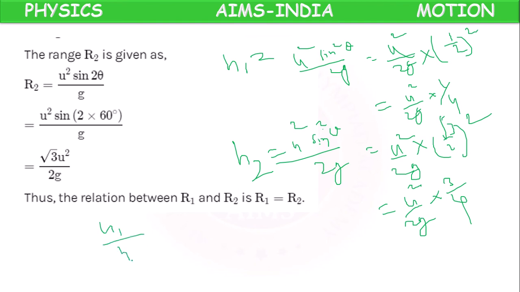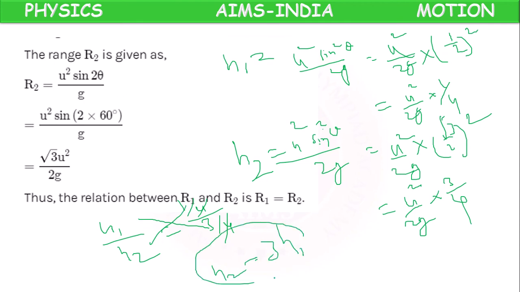If we divide H1 by H2, H1 by H2 equal to 1 by 4 divided by 3 by 4. 4, 4 gets cancelled. So, 1 by 3 is remaining. 3 will come this side, H2 will come this side. So, H2 equal to 3H1 is the relation between them.